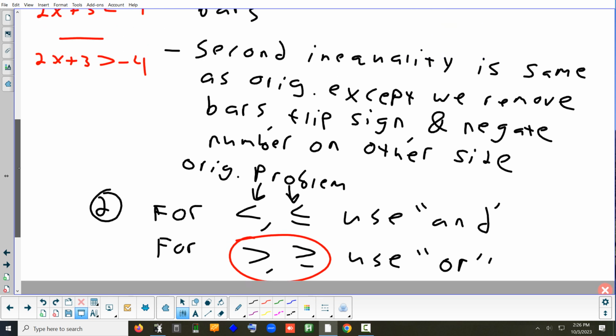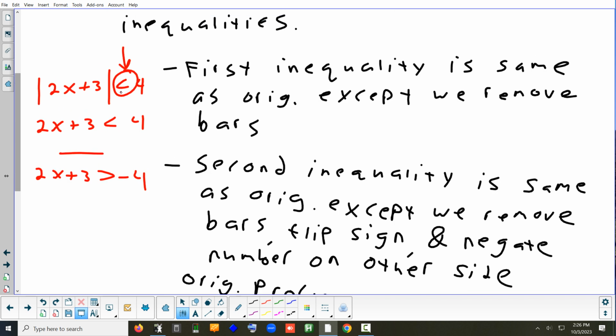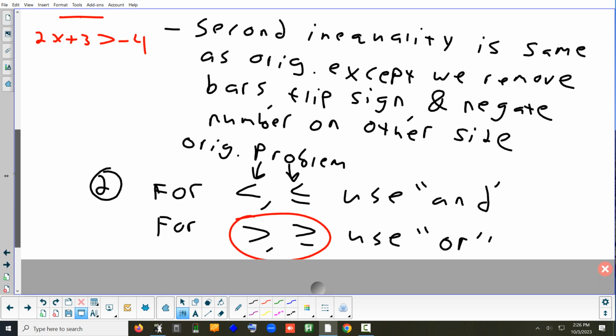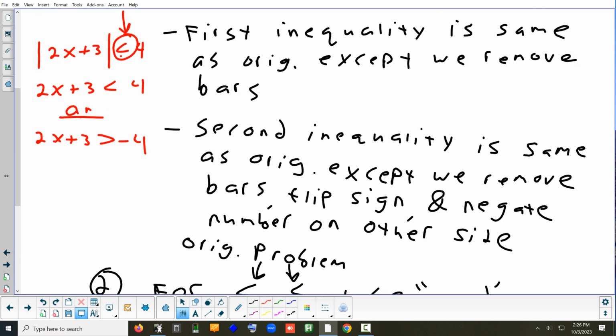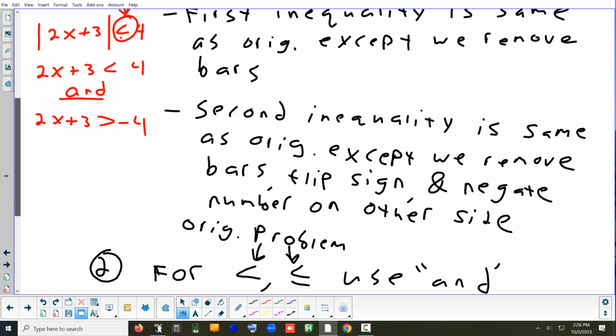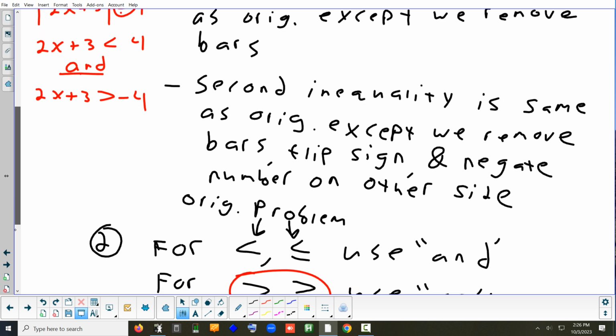So if you look at this one, that's a less than. What word would go on that line? Yeah, less than is an and. And then you would solve it.